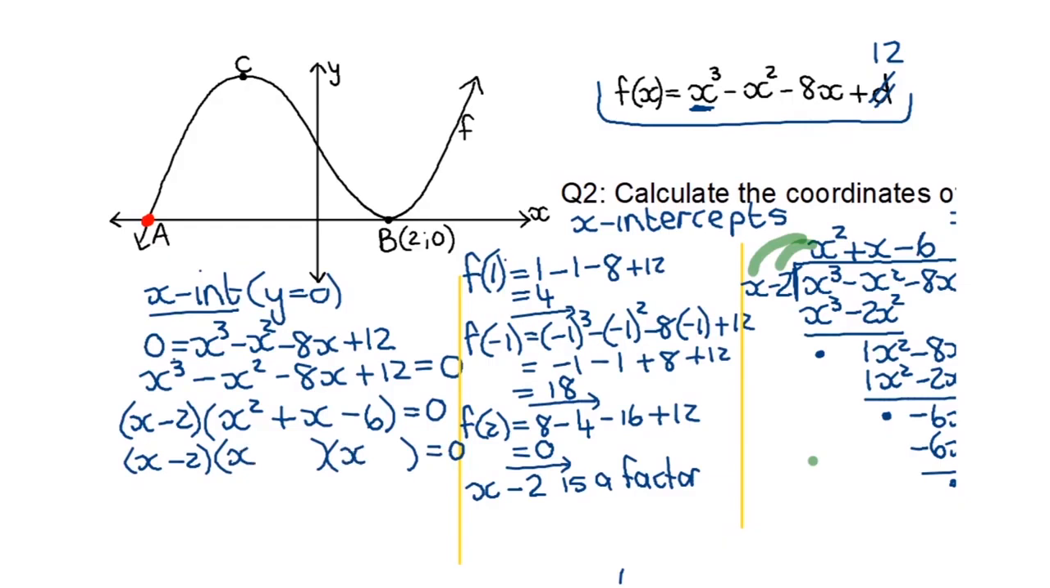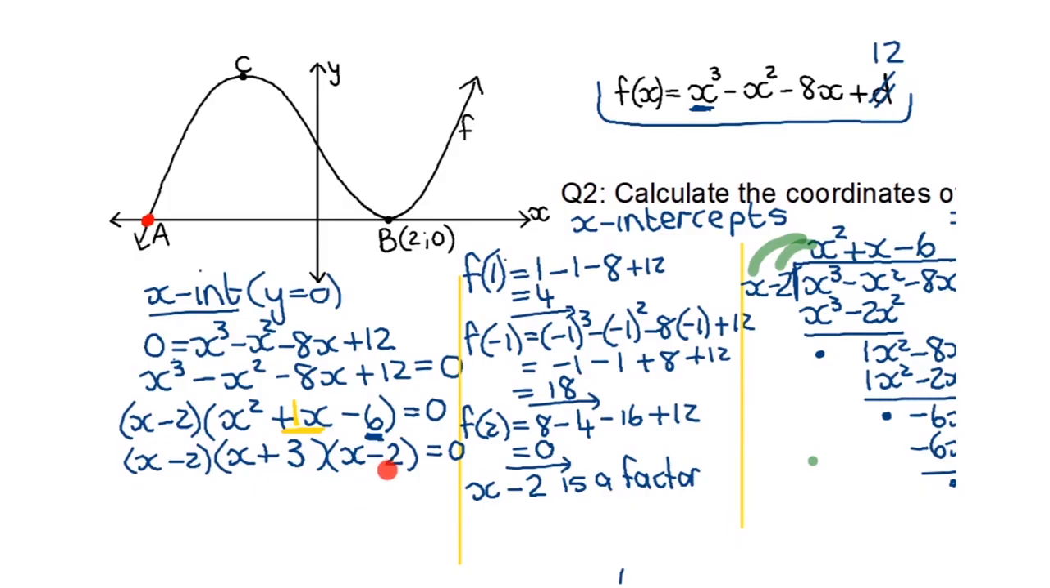So x times x. The negative here says the signs in the brackets will be different, so it means I will have a plus and a minus. What are the factors of 6? It can be 2 times 3. Let's say I want a positive 3 and a minus 2, because I have to end up with this middle term.